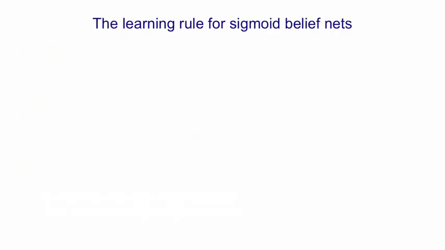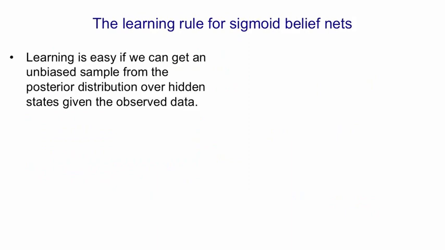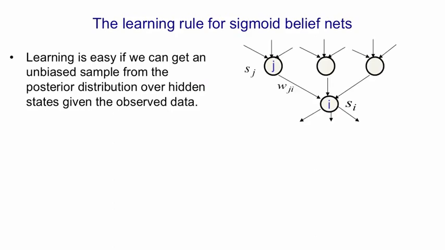Now, before I go into ways in which we can try and get samples from the posterior distribution, I just want to tell you what the learning rule is if we could get those samples. So if we can get an unbiased sample from the posterior distribution over hidden states, given the observed data, then learning is easy. So here's part of a sigmoid belief net, and we're going to suppose that for every node we have a binary value. So for node j, that binary value is sj, and that vector of binary values is a global configuration for the net, which is a sample from the posterior distribution.